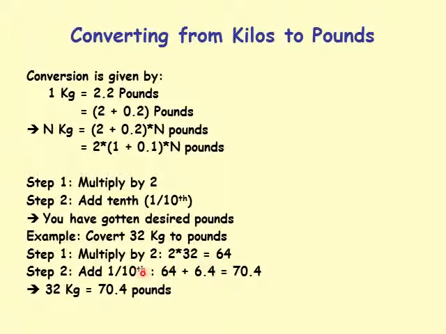How do you get a tenth? By moving the decimal place to the left by one place. This is like dividing by 10: drawing a line to the left of one digit, and that's where the decimal goes. 10 is a base number, and division is just moving the decimal place to the left. 64 plus 6.4 is 70.4. So 32 kilograms is equal to 70.4 pounds.